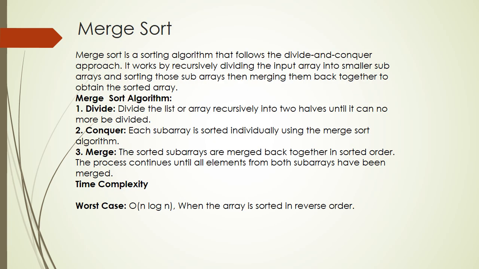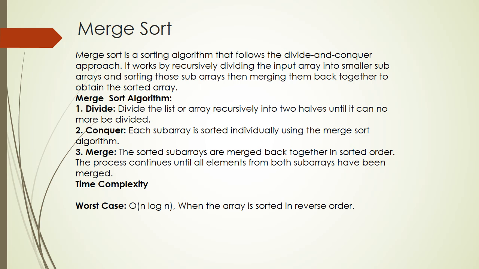Now we learn the next technique, merge sort. Merge sort is a popular sorting algorithm known for its efficiency and stability. It follows the divide and conquer approach to sort a given array of elements. We can say that the process of merge sort is to divide the array into two halves, sort each half, and then merge the sorted halves back together. This process is repeated until the entire array is sorted.